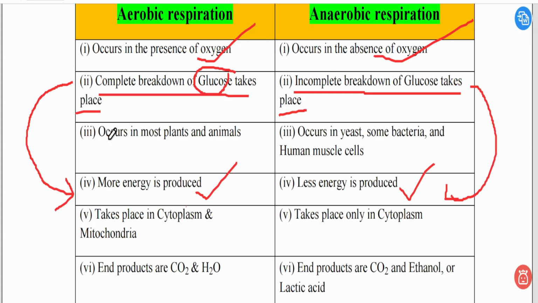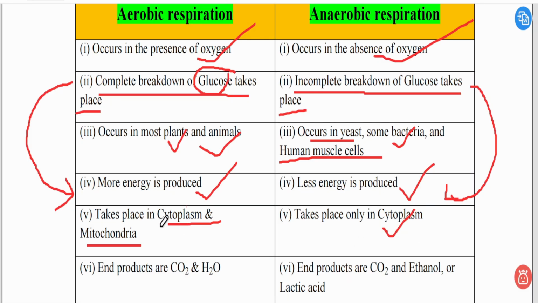Aerobic respiration occurs in most plants as well as animals, and anaerobic respiration occurs in yeast, some bacteria, and also human muscle cells. Aerobic respiration takes place in the cytoplasm and mitochondria of the cell, and anaerobic respiration takes place only in the cytoplasm of the cell.